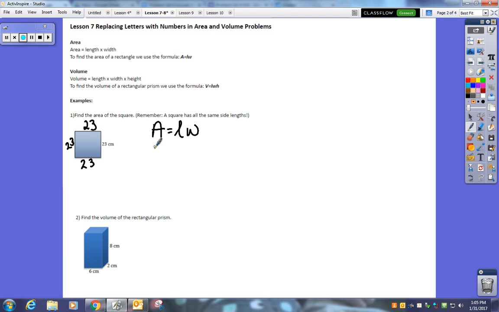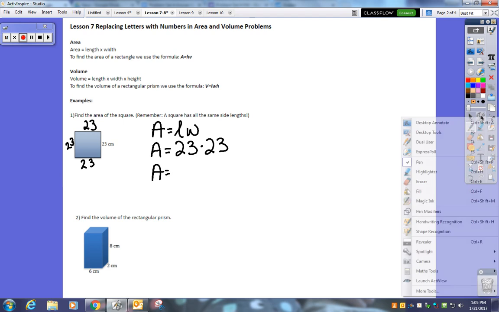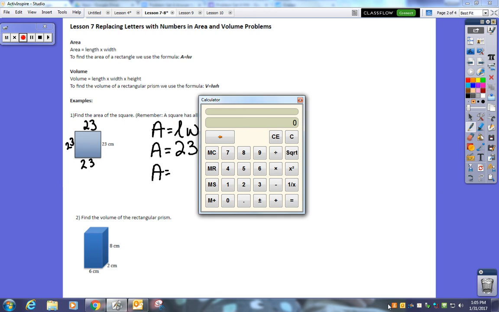So we don't know the area, so we would write A. We know the length is 23, and we know the width is 23. So to find our area, we would do 23 times 23, which I will just pull out my calculator and do 23 times 23, which is 529.